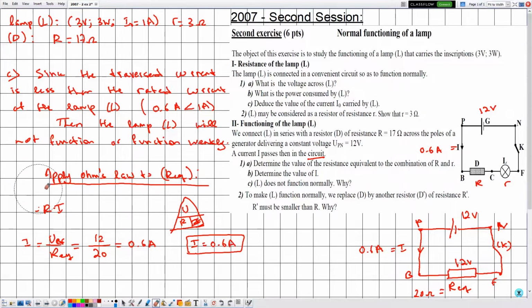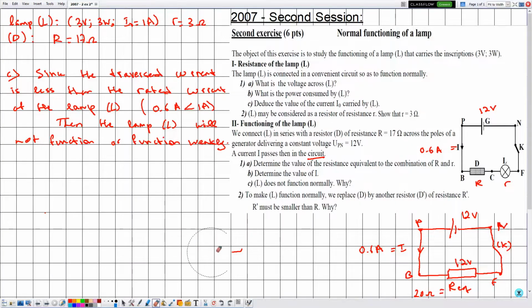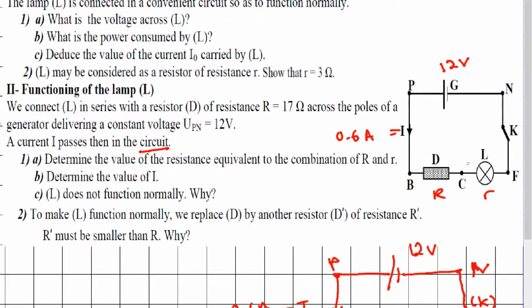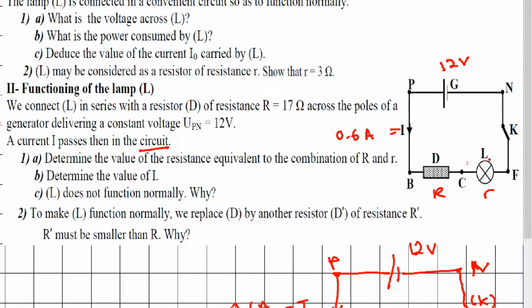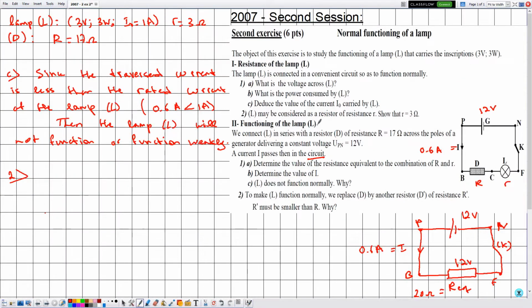Now in number 2, they are telling me that to make L function normally, we replace D by another resistor D prime of resistance R prime. R prime must be smaller than R. Why? Here the lamp L is functioning weakly or doesn't function because the traverse current is less than the rated current, which is 1 ampere. So in order to make the lamp L function normally, we need to increase the value of the traverse current in order for it to be equal to the rated current.